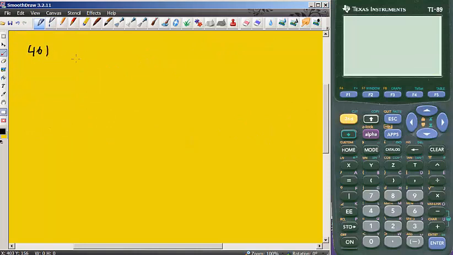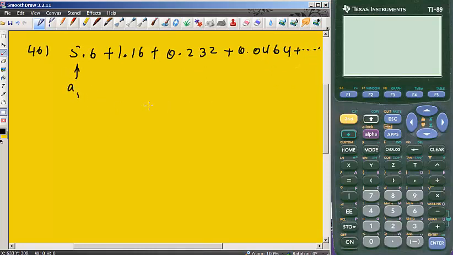Okay, 46. So 5.6 plus 1.16 plus 0.232 plus 0.0464 plus dot dot dot. They want you to add them all up. You're going forever and ever. So first of all, we know that's a sub 1, and we need to know what the ratio is. The ratio is any number divided by the previous one. So let's take 1.16 and divide that by 5.6. And that is my ratio.